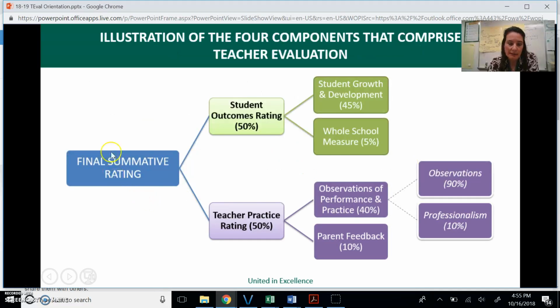So, as you can see, here's the illustration again about how all of these pieces work together to get to your final summative rating. Having all these together is a reminder that you don't need to stress so much about picking your SLO and going for high achievement goals or one observation out of the many that you have. There's many components working together to get to that final summative rating.